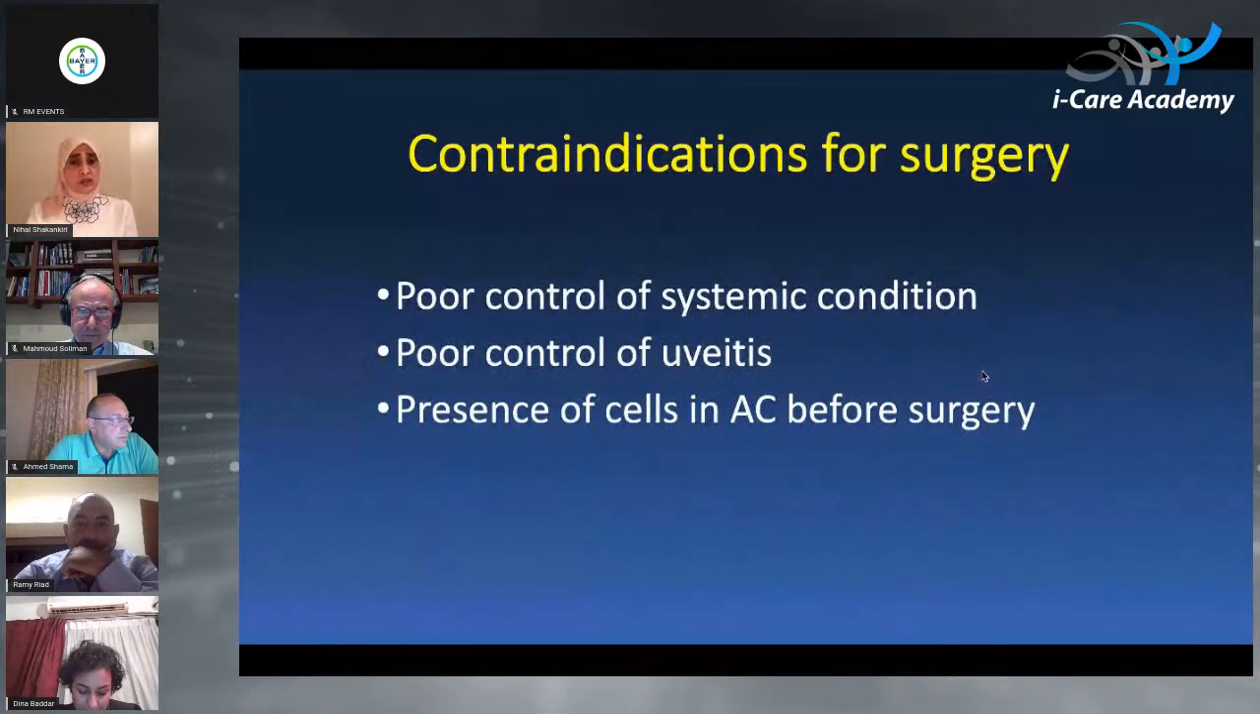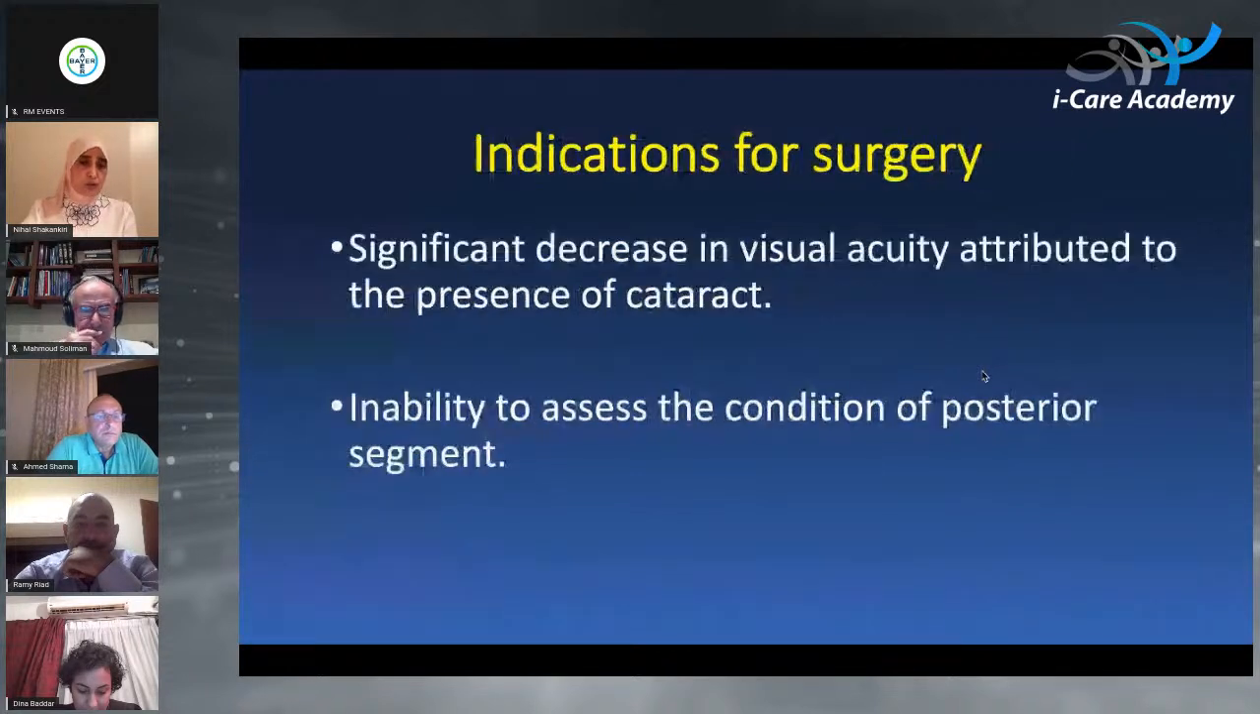So surgery is contraindicated when there is poor control of the systemic condition, when there is poor control of uveitis, and when there are cells in the anterior chamber before surgery. You have to control all this. And it is indicated only in children when there is a significant decrease in the visual acuity, and this visual acuity should be attributed to the cataract.